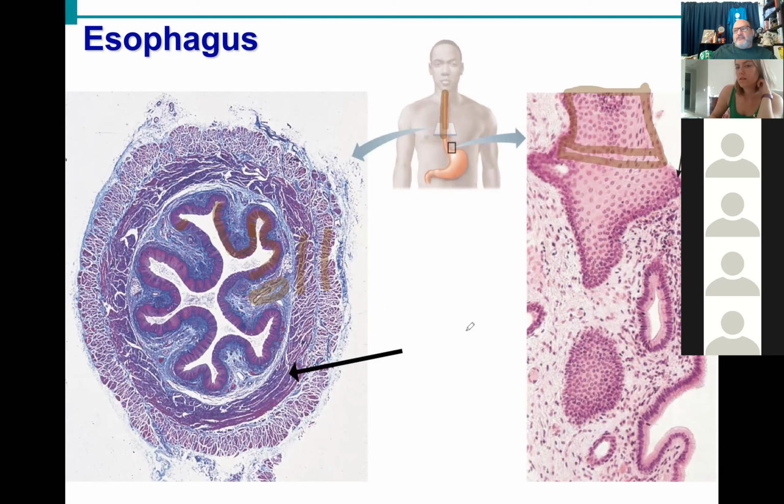Izzy, you want to give us the letters again? It's the non-keratinized stratified squamous. Yeah, absolutely. It's a non-keratinized stratified squamous epithelial tissue. We have a submucosa. We have two layers of the muscularis. What type of tissue are these?